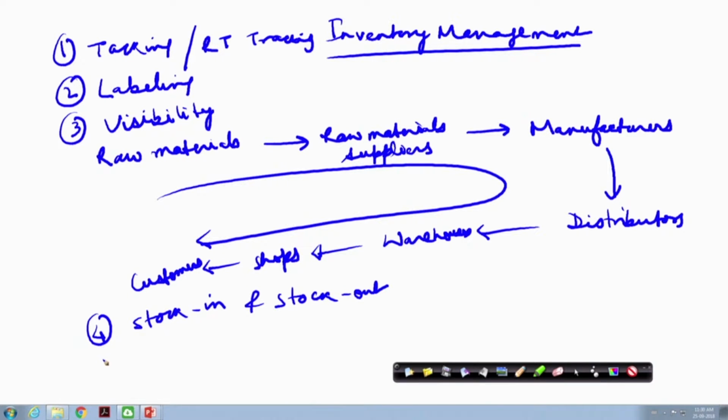It would also be nice to have, in this kind of supply chain or inventory management process, some kind of quality monitoring and control mechanism. Like that, there are different things that could be achieved.